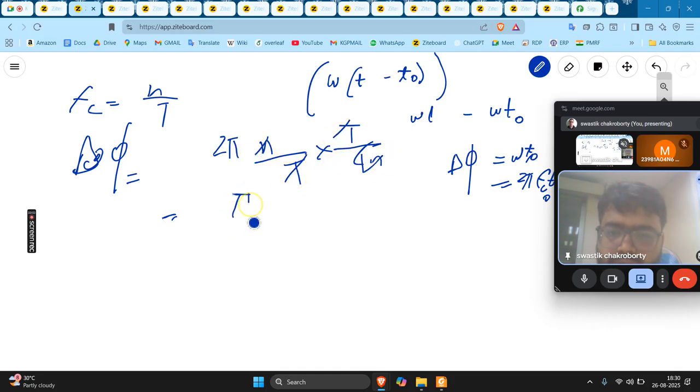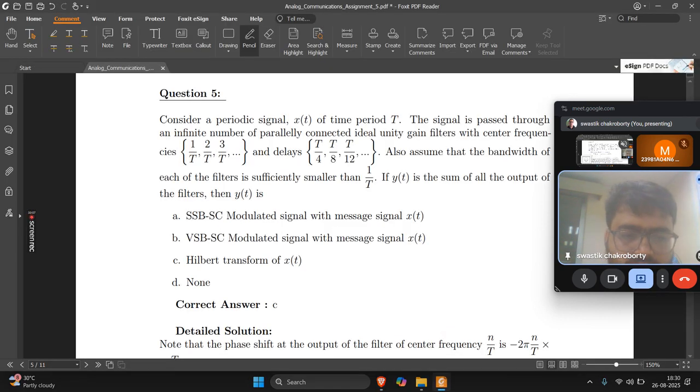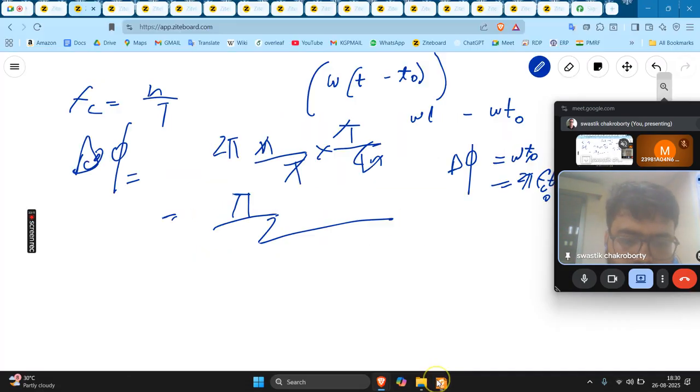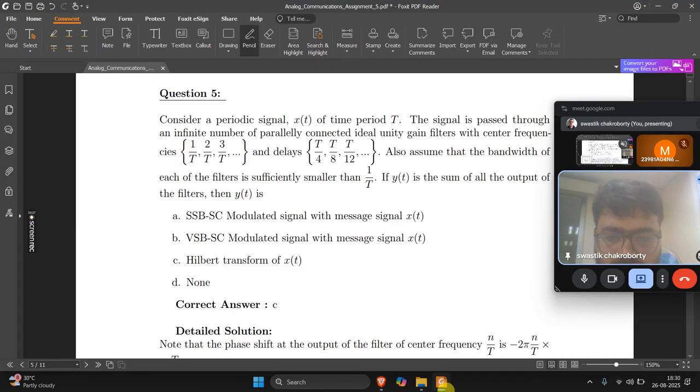So the phase shift is pi/2. So if you take the phase shift as pi by 2, so omega t minus pi by 2. So what is happening is at every frequency it is omega t minus pi by 2. If at every frequency your phase gets shifted by negative pi by 2, or plus pi by 2 in case of negative frequency, then you have achieved Hilbert transform. So this is basically a schematic to achieve Hilbert transform.